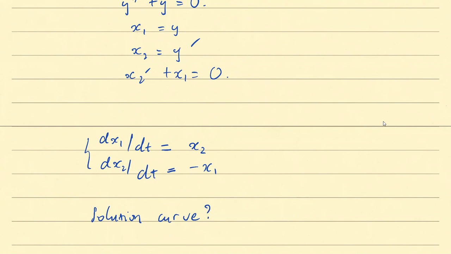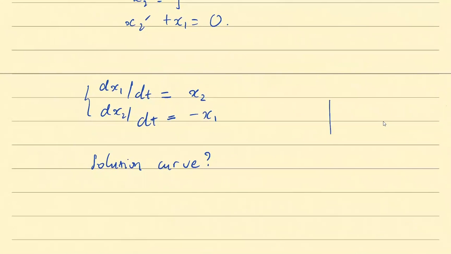Now, the solution curve. First of all, if you look at this, I don't know if you can eyeball it, but here's x1, here's x2. The direction of x2 is the negative of x1. So for example, if you're over here, then x2 will be increasing. dx2/dt.